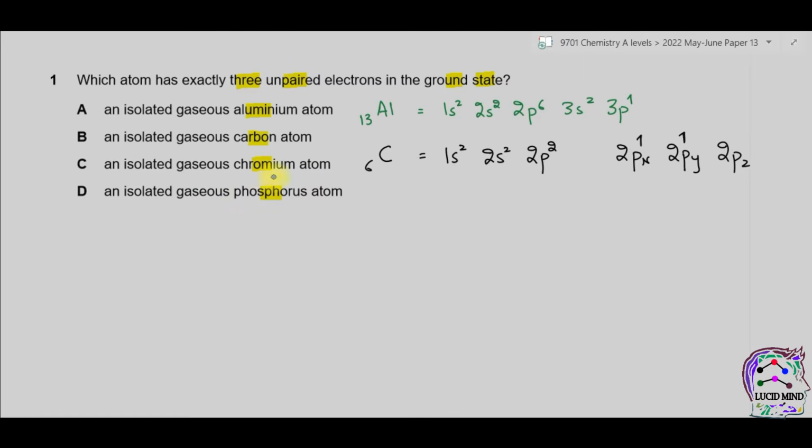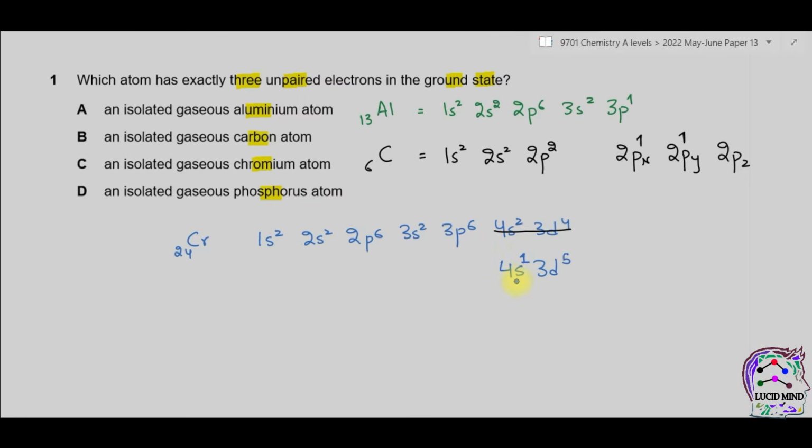Third one is chromium. The atomic number of chromium is 24. Electronic configuration of chromium should be 1s2, 2s2, 2p6, 3s2, 3p6, 4s2, 3d4. But we know according to the rule, the d orbital is more stable when it is half filled, which means the electrons should be 5 instead of 4. So it is incorrect. It should be like this: 4s1, one electron will shift from the s orbital to the d orbital, and 3d5.